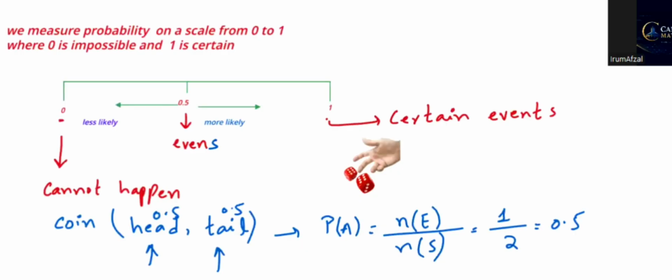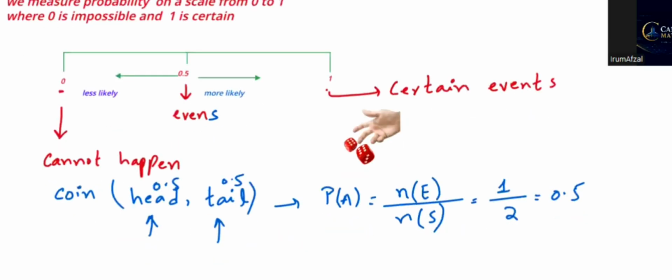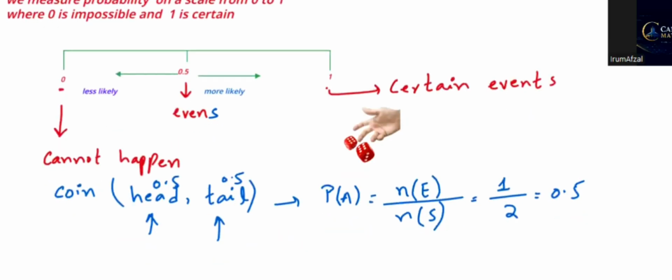So this formula can also be used to find out certain events that can happen, or otherwise we can simply check that if we know these events are equally likely, then we can directly say that these events can have the probability as 0.5.